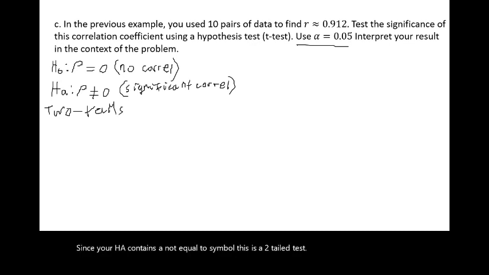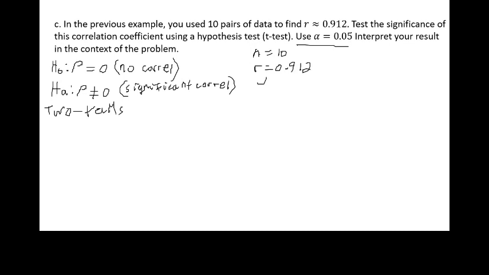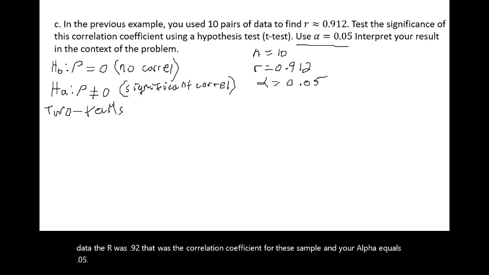So what we're going to do is identify our n. Our n was 10 because there are 10 pairs of data. The R was 0.912. That was the correlation coefficient for the sample, and your alpha equals 0.05. Now, since this is going to be a t-test, you need the degrees of freedom. And in a paired data set, your degrees of freedom is n minus 2. So you're going to have 8 degrees of freedom here.